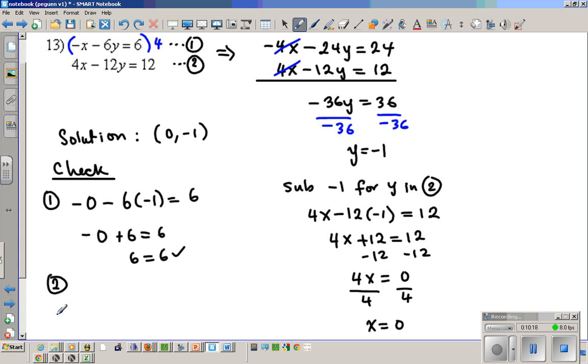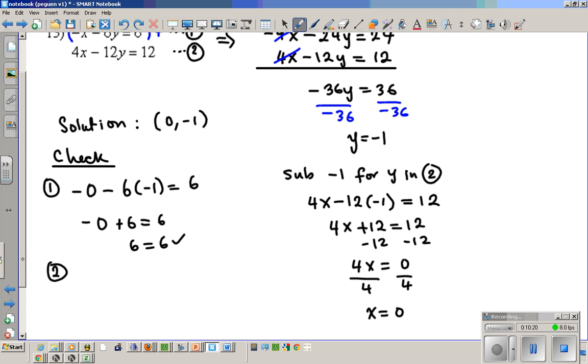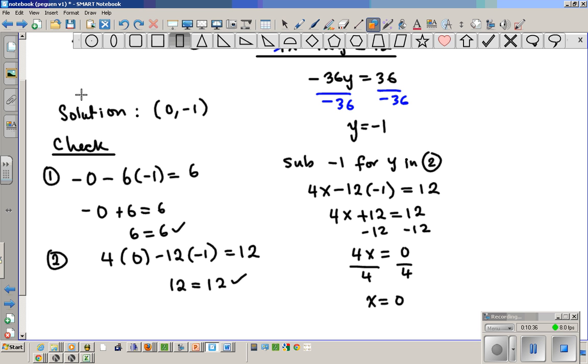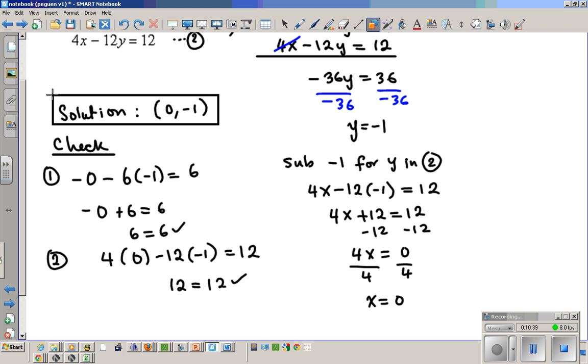Okay. Number 2 is 4 times 0 minus 12 times negative 1 equals 12. Is it? If you multiply the first one, it goes away. Is 12 equal to 12? The answer is right. So that means our final result is correct. Alright, so there goes our final answer. I'm going to have you try out some examples, and then we'll go on after that.